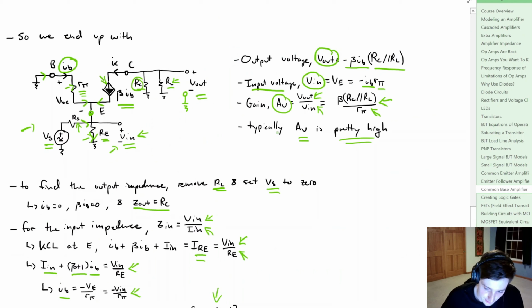And notice here that the overall gain in the system is pretty dependent on the beta value. Now typically our pi might not be that big, maybe a few thousand ohms or 1,000 ohms, but if we have beta and then this parallel combination of RC and RL, depending how we size those, that's where we can get that gain to be pretty big.